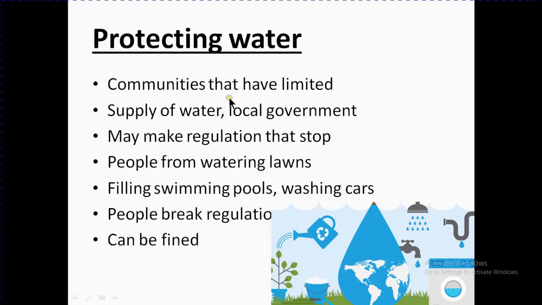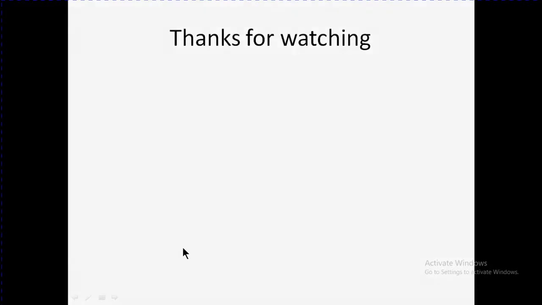Protecting water. In communities that have a limited supply of water, the local government may make regulations that stop people from watering their lawns, filling swimming pools, or washing cars. If people break the regulations and don't protect water in a community that has a limited supply of water, then they can be fined.